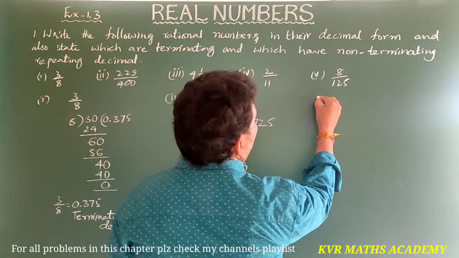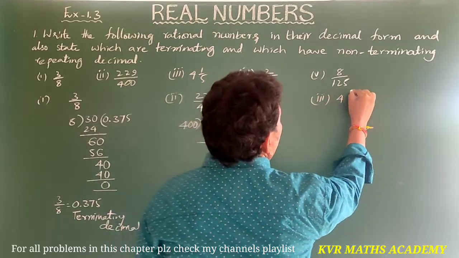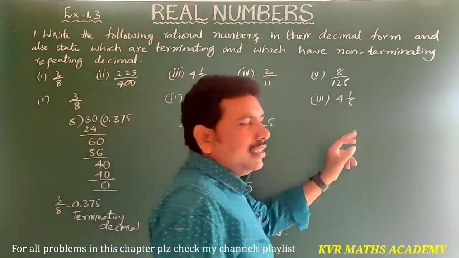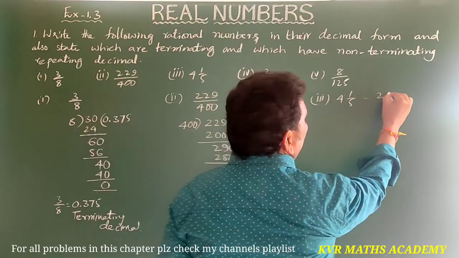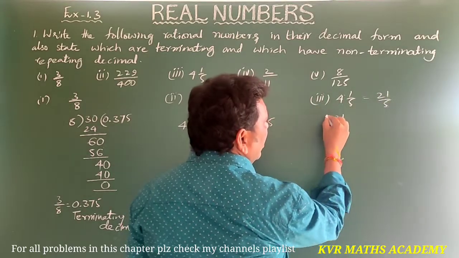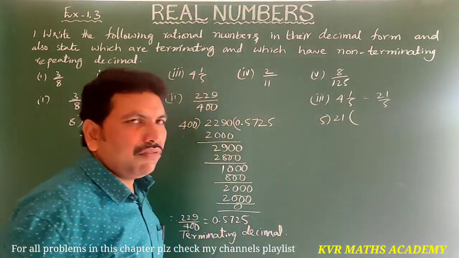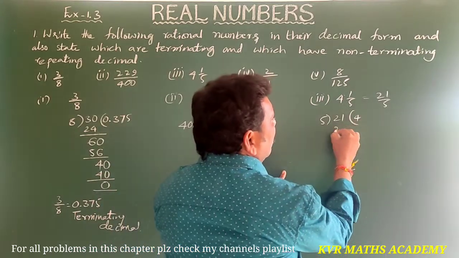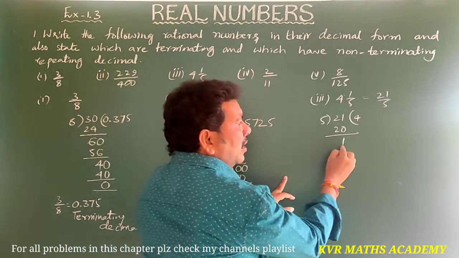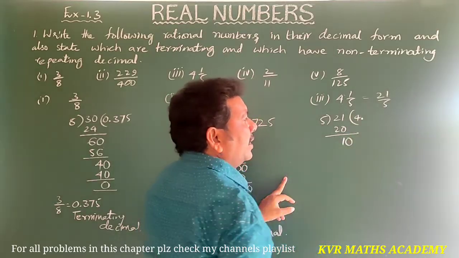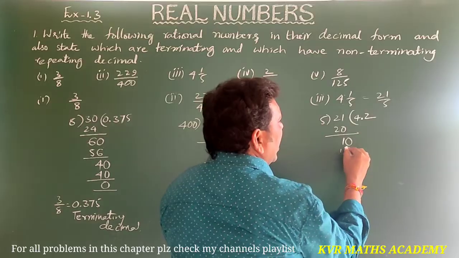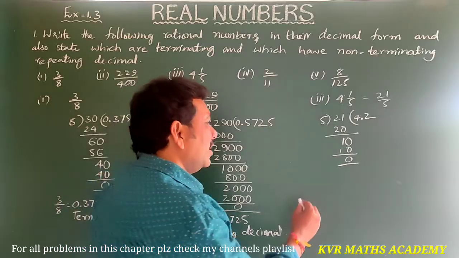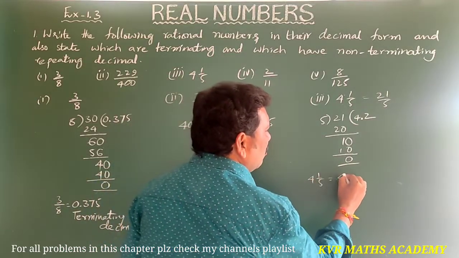The third one is 4 1 by 5. It is in the form of a mixed fraction. Let us convert it into an improper fraction. 4 5s are 20, plus 1 is 21, so 21 by 5. 5 4s are 20, and 1 is the remainder. Now 5 does not go into 1, so keep 0 and put the point here. 5 2s are 10. 0 is the remainder. So 4 1 by 5 is equal to 4.2.